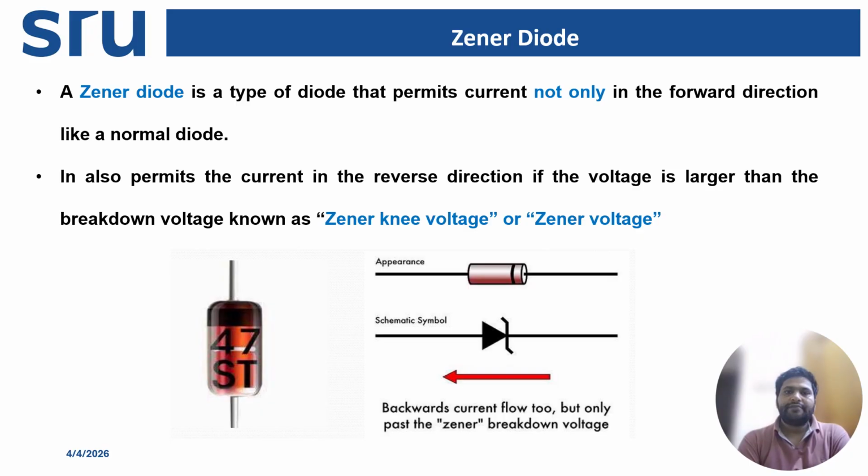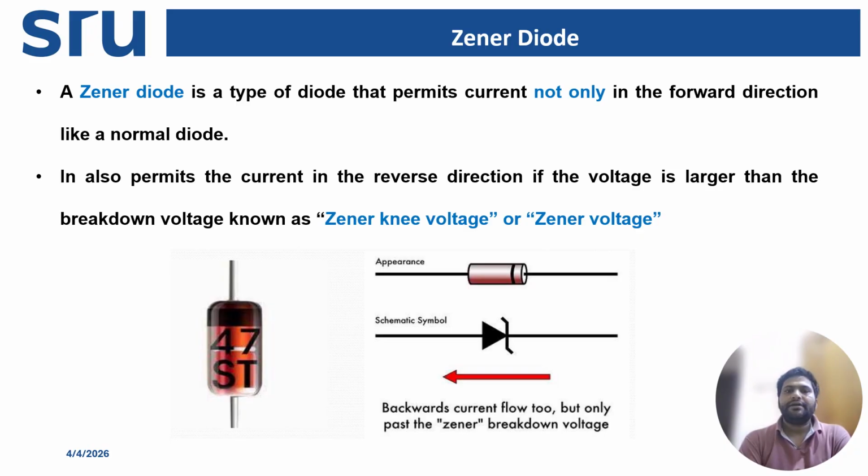We can see in the picture that the symbol of the Zener diode is similar to the normal diode, but the line at the cathode side is bent. This bent line represents controlled breakdown operation. There are several applications of the Zener diode: voltage regulation circuits, voltage reference circuits, overvoltage protection, etc.